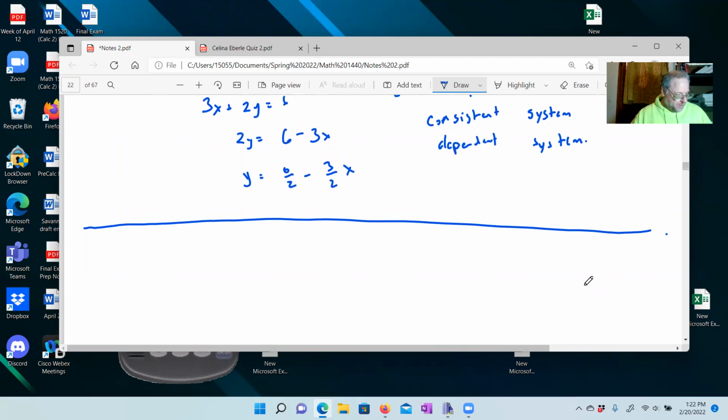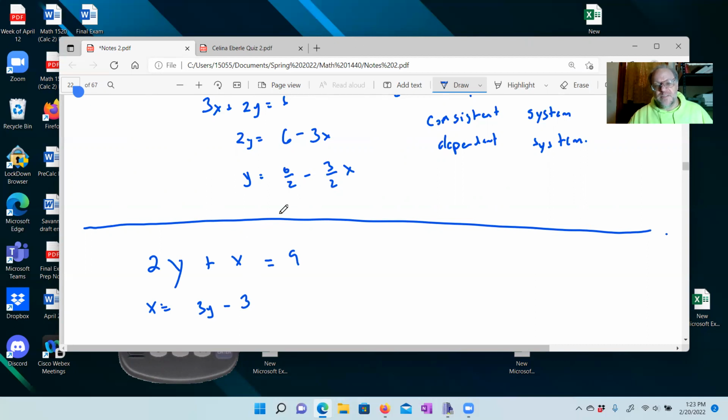So let's see here. I'm going to pick one that tends to look like a substitution problem, and I'll point out why it looks like a substitution problem. So this is 2y plus x is equal to 9. Underneath of it is going to be x equals 3y minus 3.